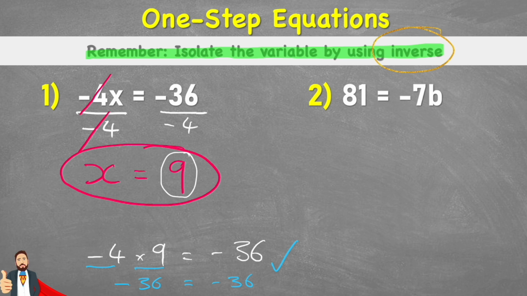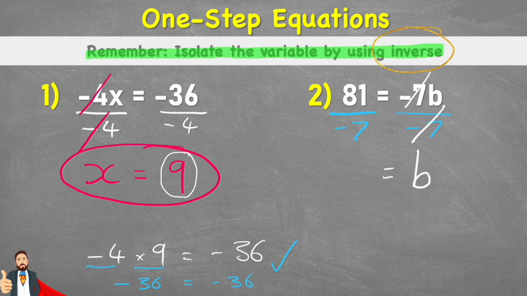So how do I get rid of a times negative 7? Well, that's right, I'd have to divide by negative 7 as well. But remember, that means that this side is now imbalanced. So I must now put a divide by negative 7 on the other side too. Now I can begin to solve. Let's look at the right-hand side first of all. Well, the multiply by negative 7 and the divide by negative 7 cancel each other out, leaving me with just b.